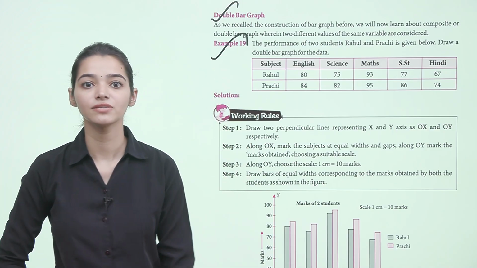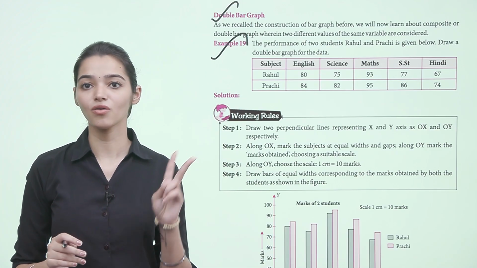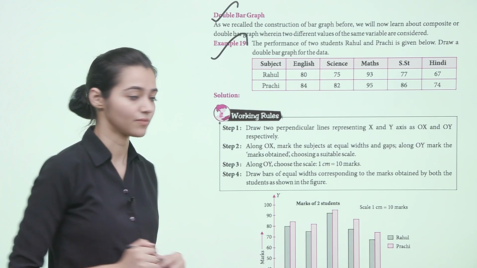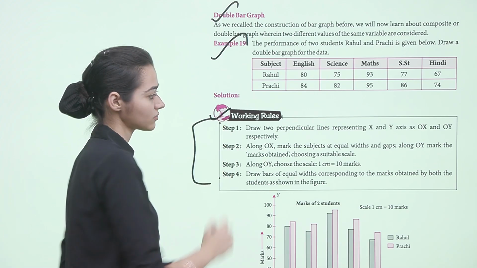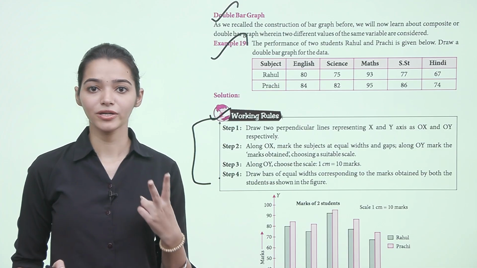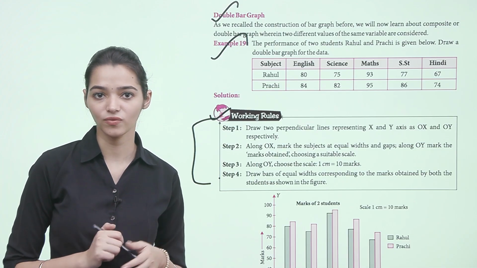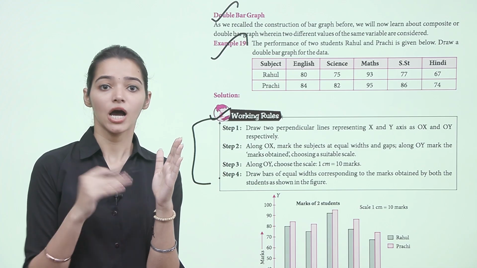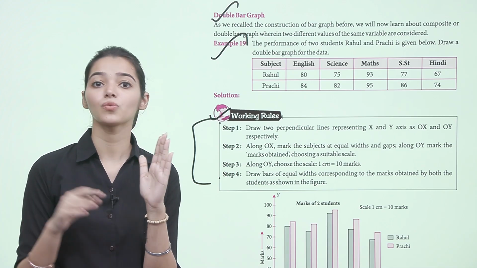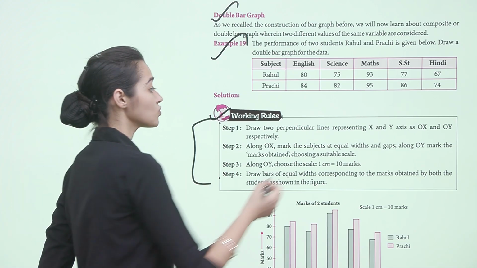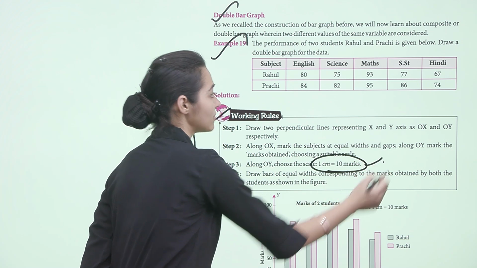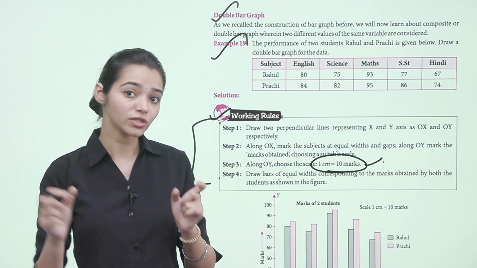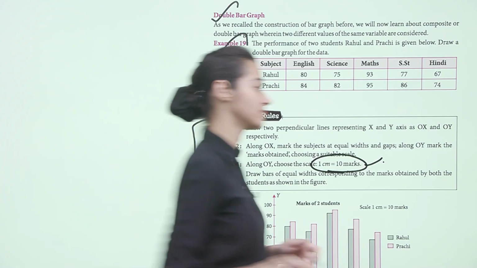In example number 19, we are given the performance of two students, Rahul and Prachi. We have to draw a double bar graph for the data. The working rules are: again we will draw two perpendicular lines OX and OY. Along OX, we will mark the subjects at equal width and gap. Along OY, we will mark the marks obtained. We choose the scale 1 centimeter equals 10 marks. Then we will draw bars of equal width corresponding to the marks obtained by both students.